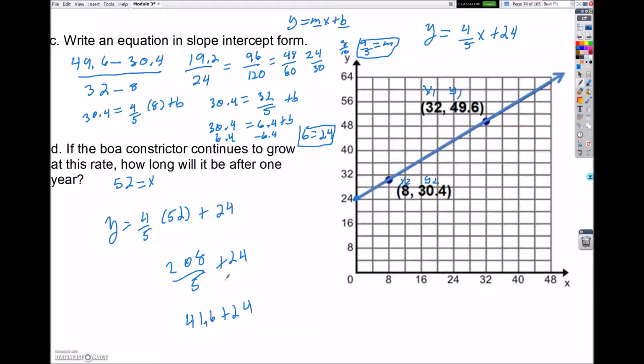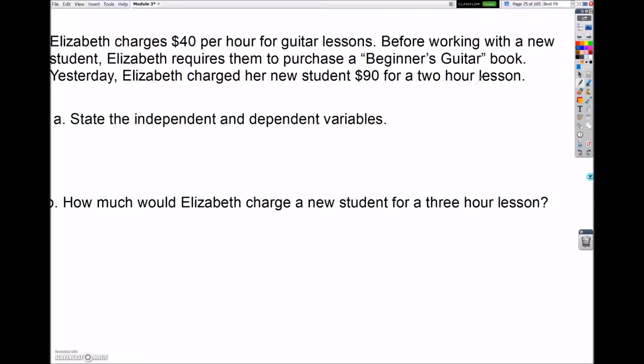And when I add that, it will be 65.6 inches. So that's how long the boa constrictor will be. So if we go and look at the next part, it says Elizabeth charges $40 per hour for guitar lessons.